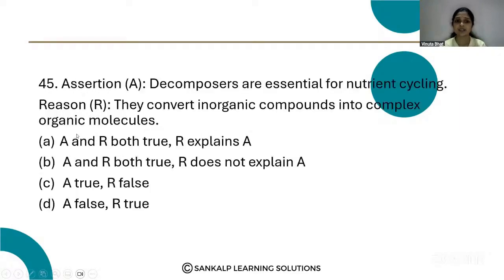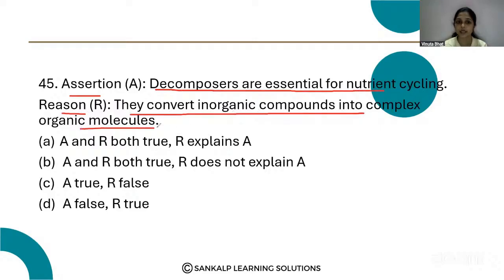Assertion-reason based question. So here one assertion will be there and a reason will be there, and related to that some options will be given. Read the question. Assertion: Decomposers are essential for nutrient cycling. Reason: They convert the inorganic compounds into complex organic matter molecules. A and R both true, R explains A. A and R both true, R does not explain A. A true, R false. A false, R true.